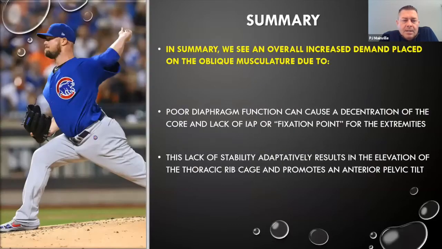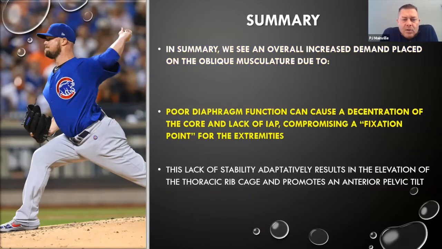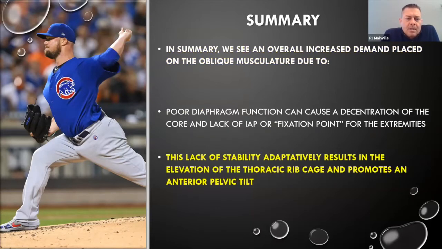In summary, as we start looking at seeing an overall increase in demand placed on the oblique musculature due to poor diaphragm function, can cause a decentration of the core and lack of intra-abdominal pressure, compromising a fixation point for the extremities. The lack of stabilization adaptively results in the elevation of the thoracic rib cage and promotes an anterior pelvic tilt.